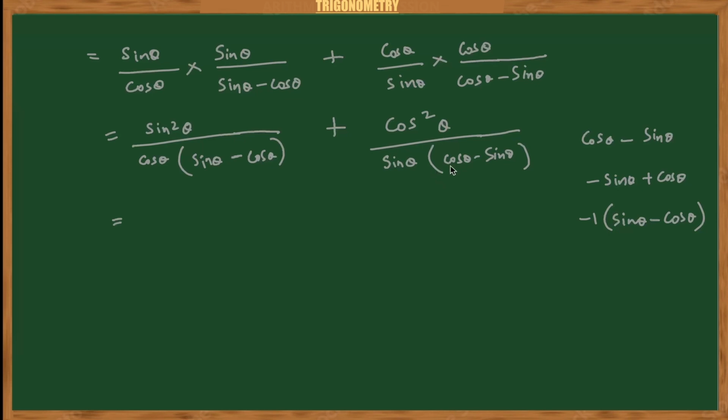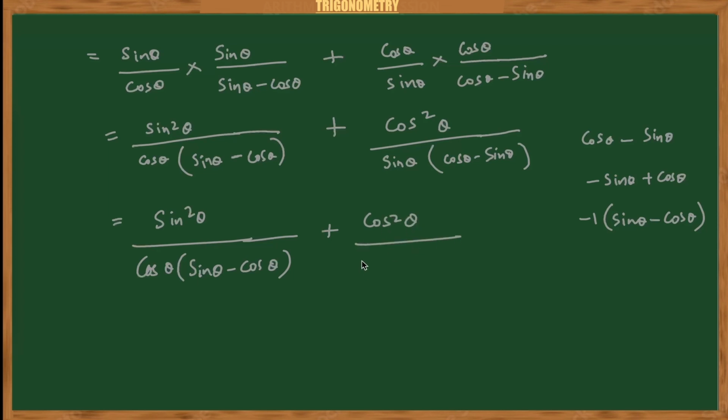Okay, so we can put the common term here so that it simplifies. That's why we put it here. So let's try to replace here: sin square theta divided by cos theta into sin theta minus cos theta. Okay, so we have put that here. Now if we reverse this minus, let's put it here: cos square theta divided by sin theta into minus 1.